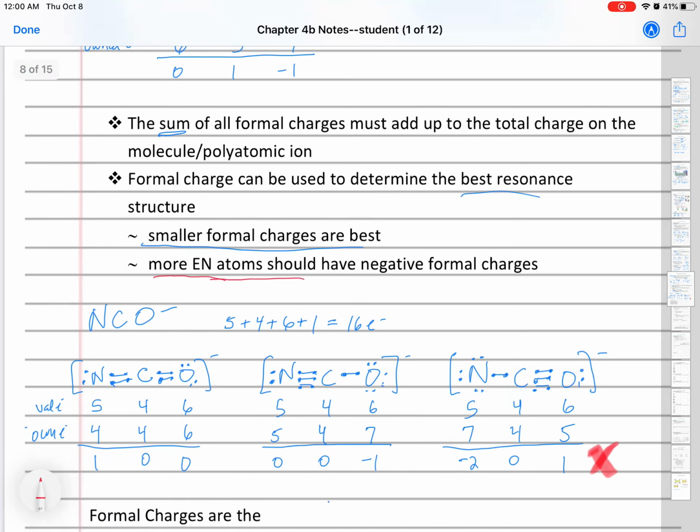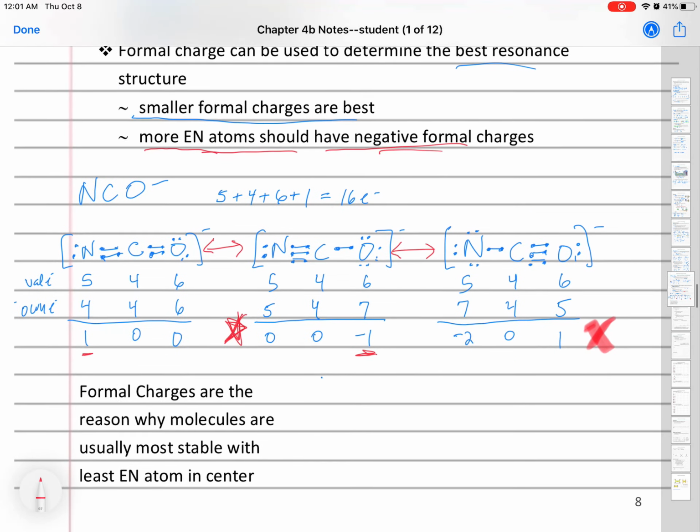Well, the next rule says that the more electronegative atom should have the negative formal charge. So in this one, nitrogen is fairly electronegative, and it has a positive charge. But in the second structure, the oxygen, which is the most electronegative atom in this molecule, has a negative charge, a -1 charge. So this would be the winning structure. This is the one that's most likely to be the one that exists. Now technically they're all resonance structures, and the electrons do probably move between them, and all of them exist. But the one that spends the most time in existence is this one here, because this will be the most stable form of this molecule.